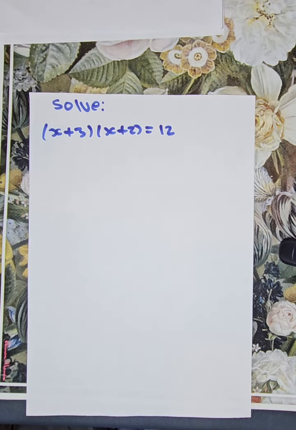Solve (x + 3)(x + 2) = 12. Well, here we see we have got two brackets on the left hand side of the equal sign, and we have got a number 12 on the right hand side. We're going to therefore need to work carefully here.